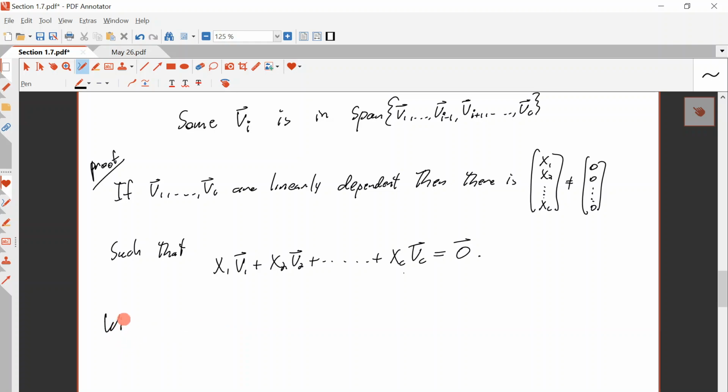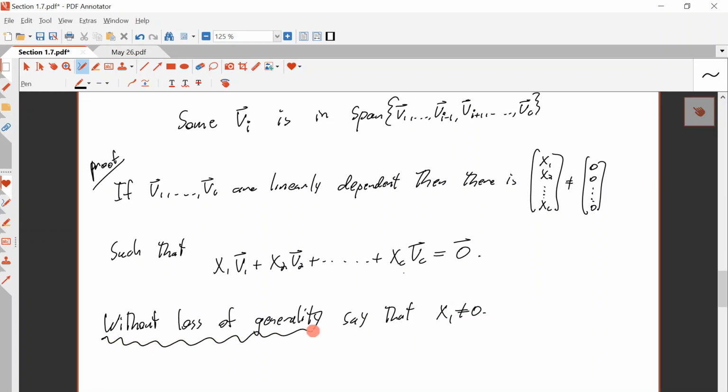So without loss of generality, say that x1 is not zero. It doesn't have to be, but then again, if it wasn't, one of these guys isn't zero, so I can bring it to the front and renumber. Right? I can take the non-zero guy, put it up front, and switch the numbers on these vectors, and then x1 is not equal to 0. So it doesn't really matter.